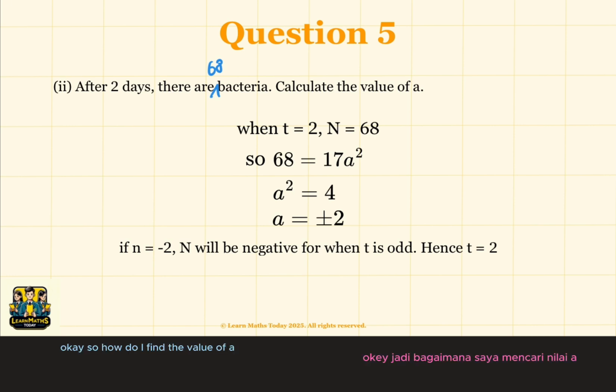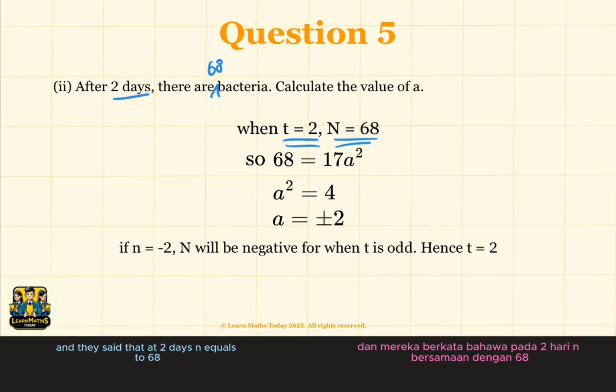Okay, so how do I find the value of A? When T is 2, because T is measured in days, and they said that at 2 days, N equals 68, I sub it into the equation given. This is the equation given again. And I solve for A. So I divide both sides by 17 to get that A squared equals 4. So A is plus minus 2.